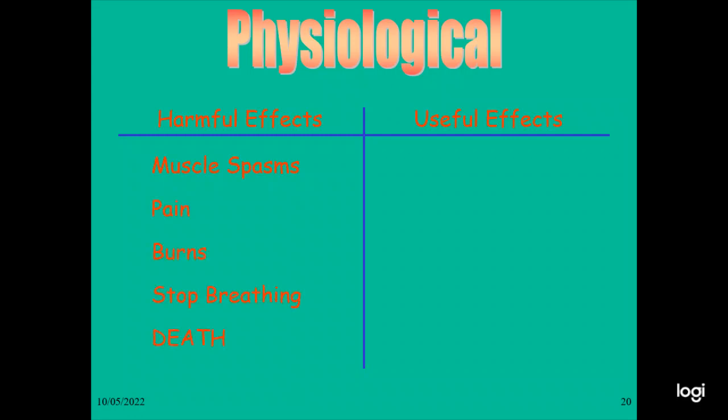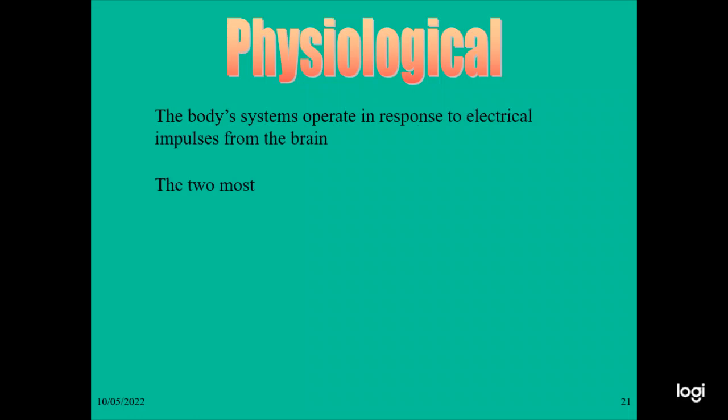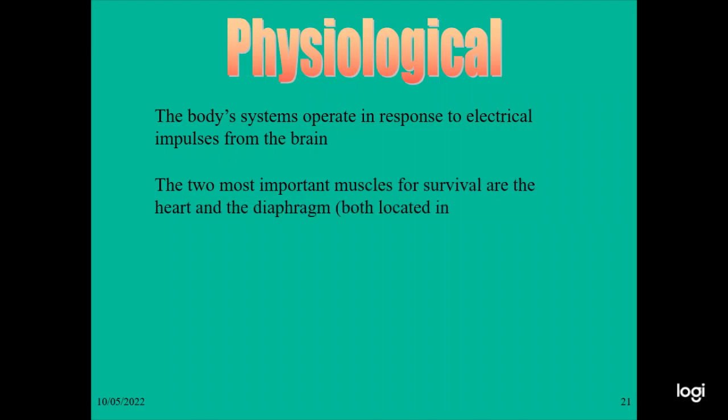Useful effects are the defibrillator, stun gun, electrocardiogram, and cardiac pacing. So those are the physiological effects. The body system operates in response to electrical impulses from the brain. The two most important muscles for survival are the heart and the diaphragm, both located in the chest.